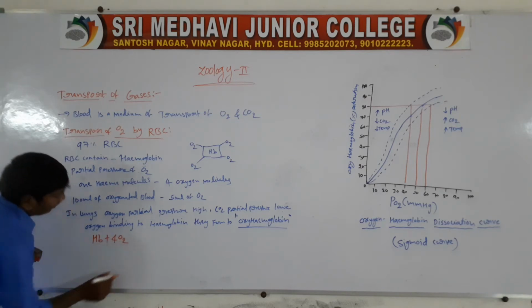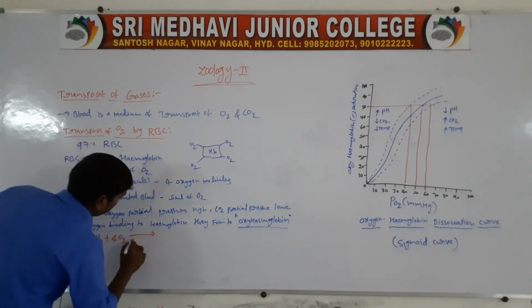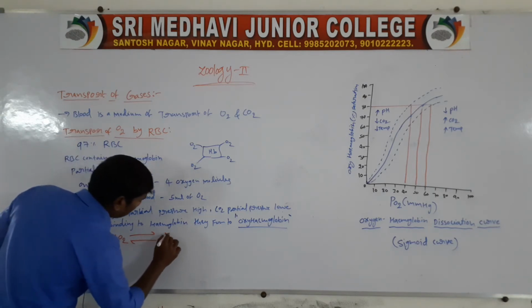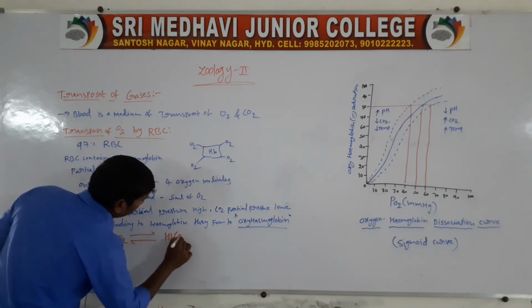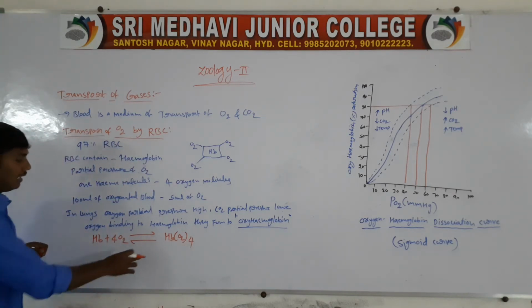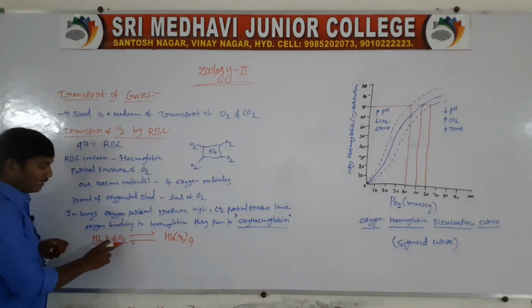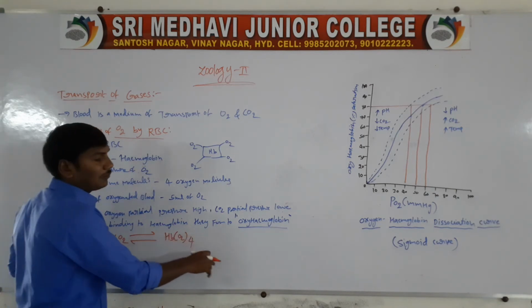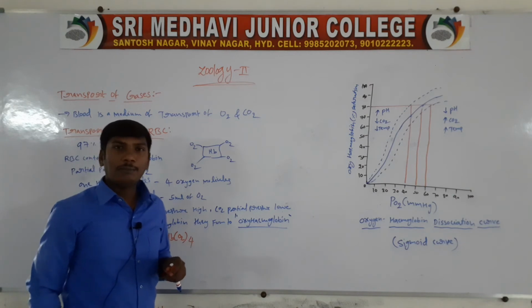Four O2 molecules. So, there is the formation of HbO2 4. So, the hemoglobin and the oxygen form oxyhemoglobin. This oxyhemoglobin transports oxygen to the body parts.